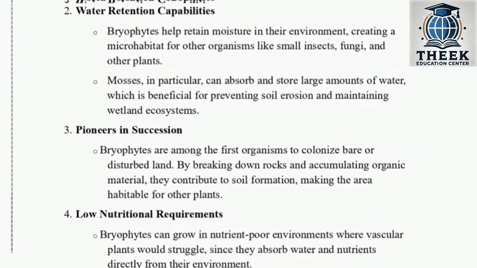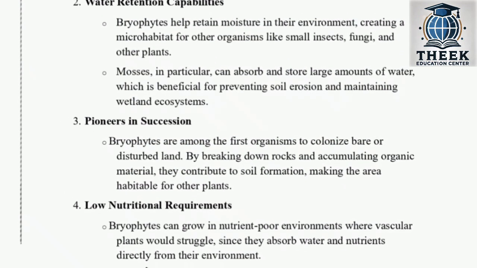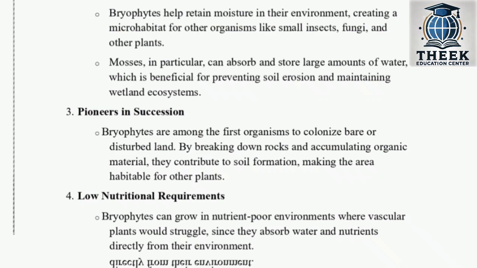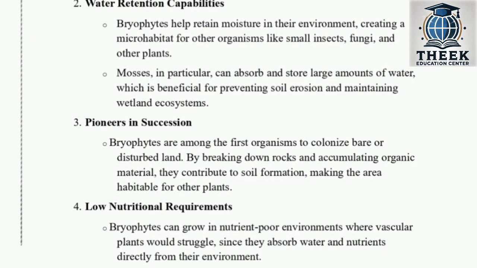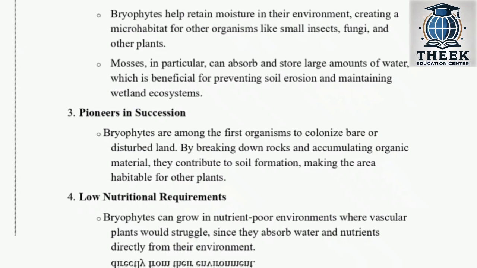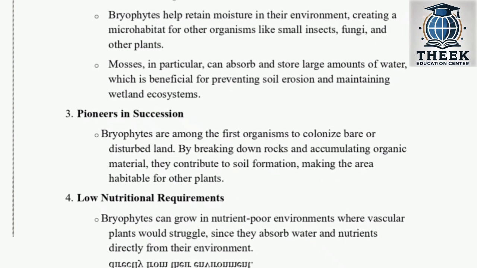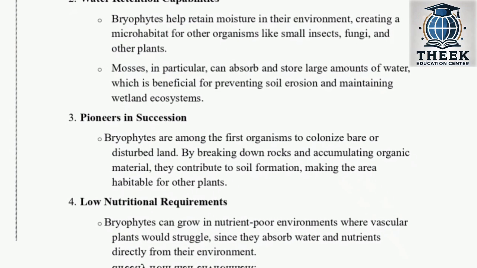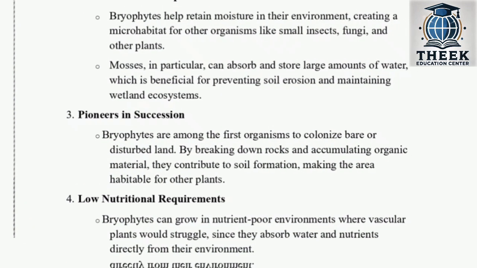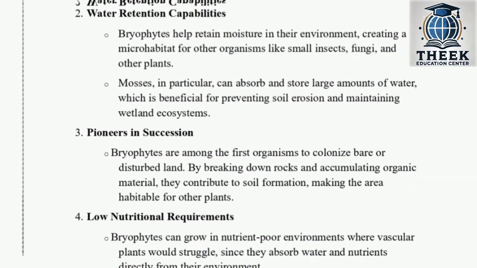Then we also have low nutritional requirements. This type of plant can grow in nutrient-poor environments since they have very low nutritional requirements. So they can grow in a poor nutrient environment where vascular plants will struggle, since vascular plants absorb water and nutrients directly from the soil.